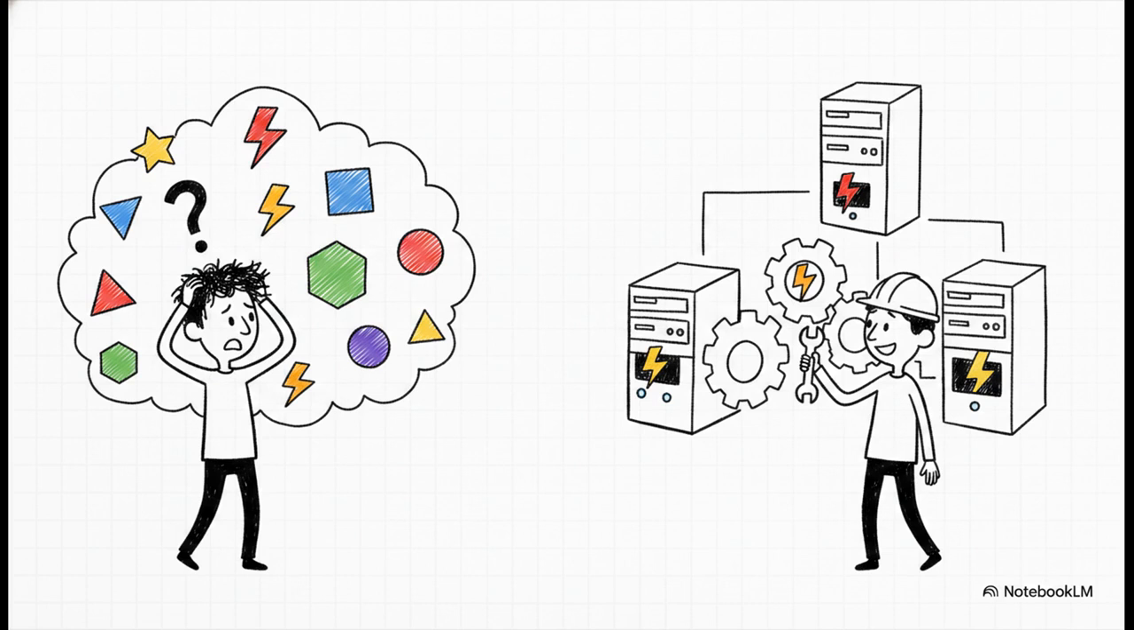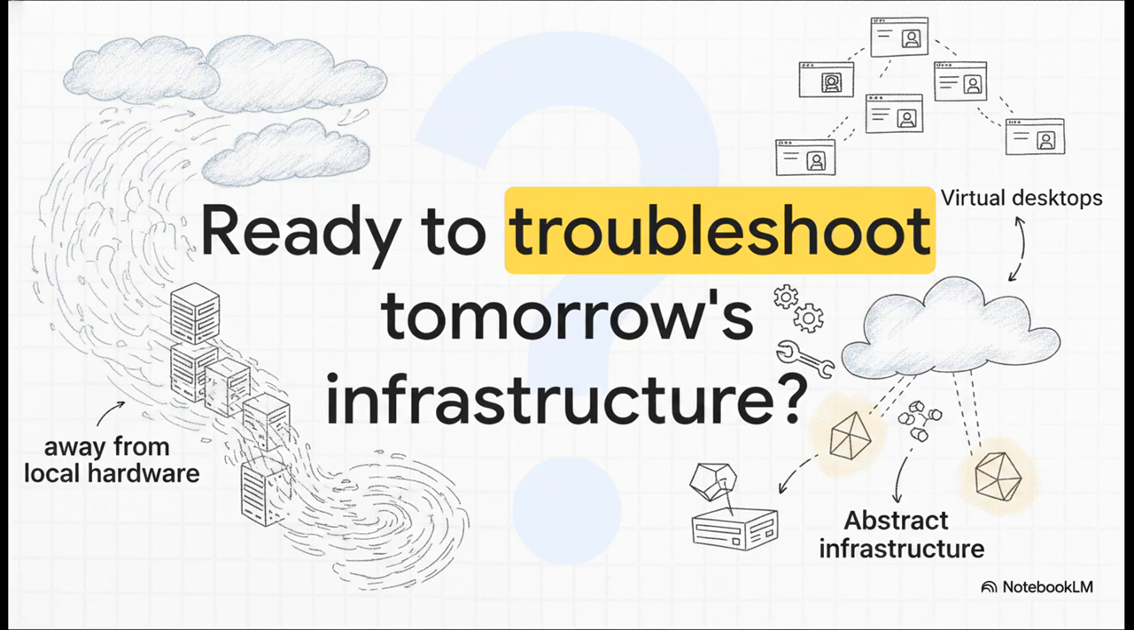So context is everything. Which brings us to our final thought. As the entire IT landscape shifts away from local, physical hardware and pushes toward hybrid clouds, virtual desktops, and totally abstract infrastructure, the skills you are learning right here in Domain 4 will be your absolute foundation. So, as IT shifts toward AI terminals and hybrid setups, are you ready to troubleshoot the infrastructure of tomorrow? Keep reviewing these concepts, keep studying those scenarios, and you will absolutely crush this exam.